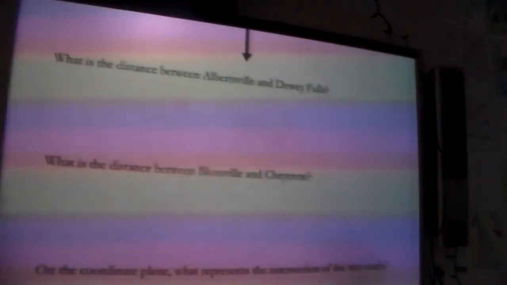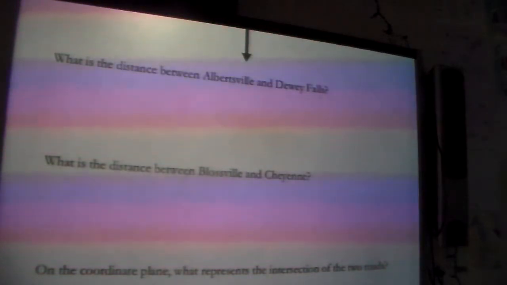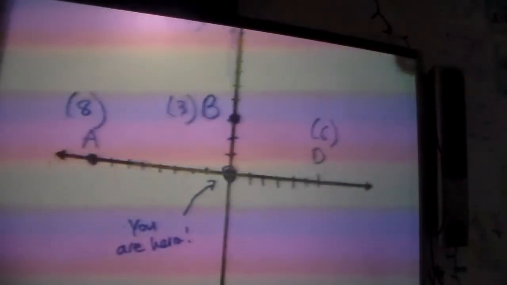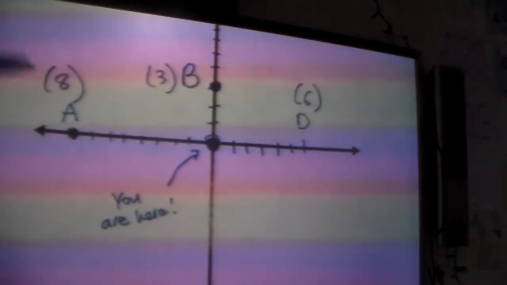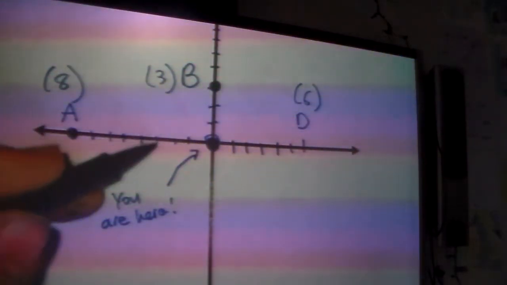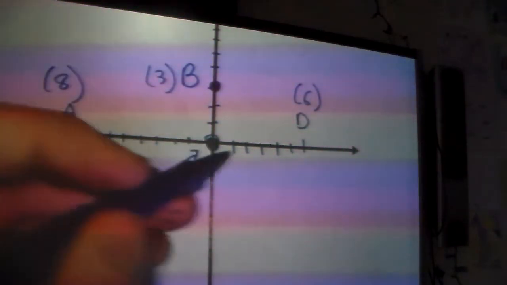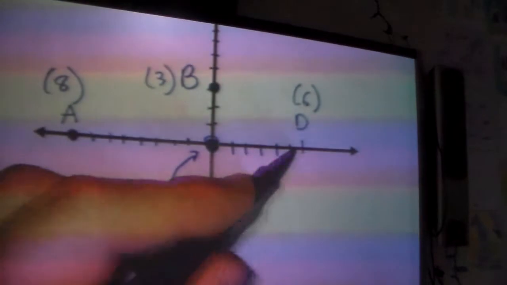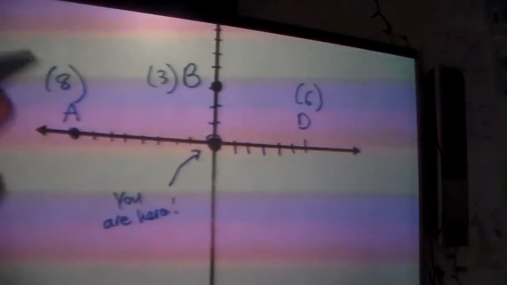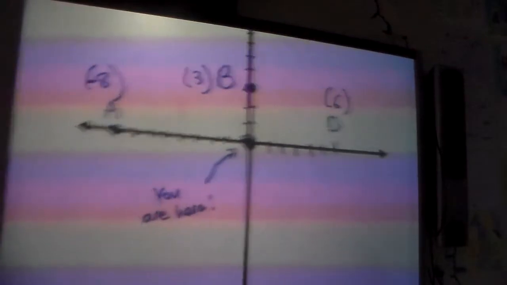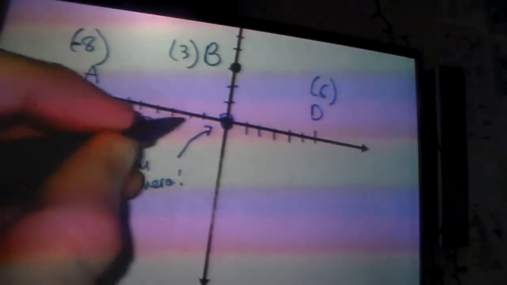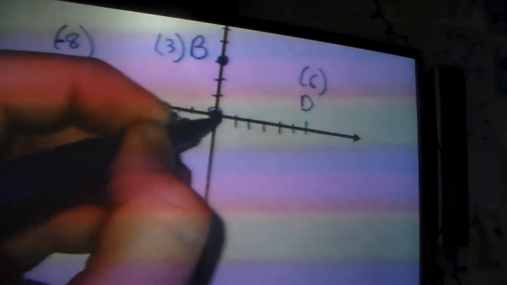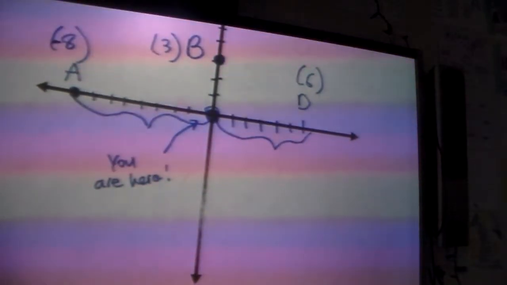So the first question asks us, what's the distance between Albertsville and Dewey Falls? Well, let's look at where they are. Here's Albertsville. Here's Dewey Falls. I can count to figure this out: 1, 2, 3, 4, 5, 6, 7, 8, 9, 10, 11, 12, 13, 14. But this isn't actually 8. We would think of this as -8 because it's to the left. So essentially what we're doing is figuring out what this distance is, and what this distance is, and we can add them together.